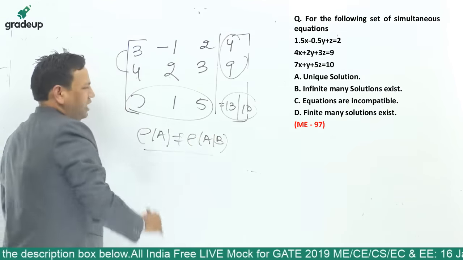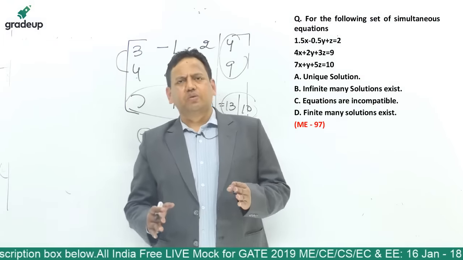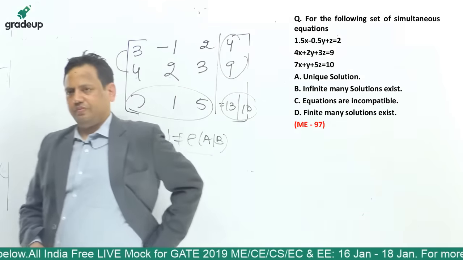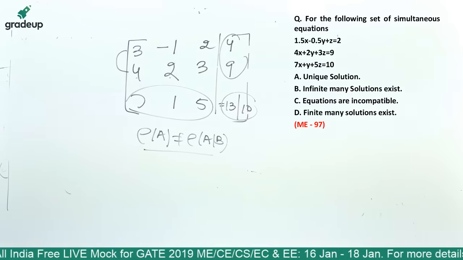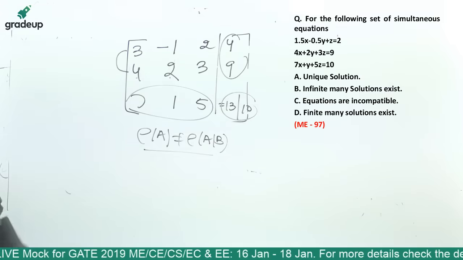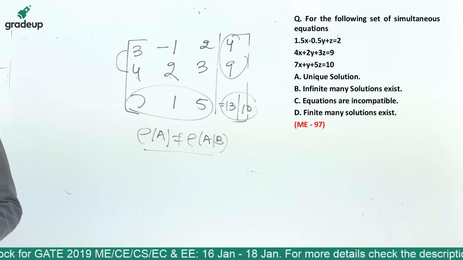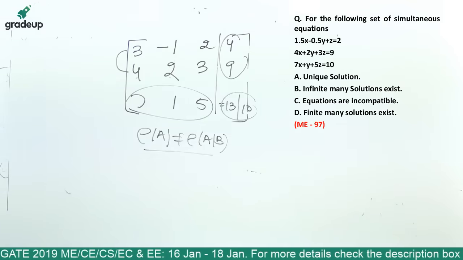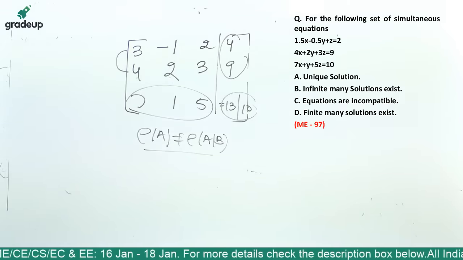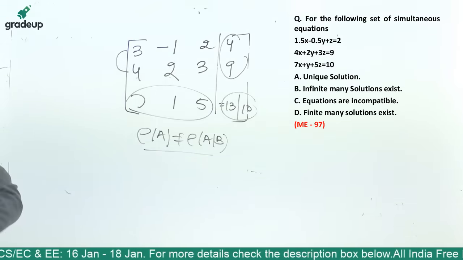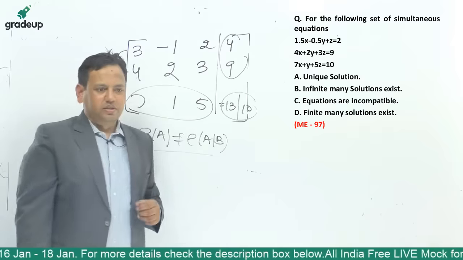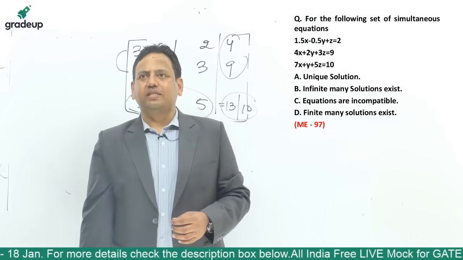This is a very simple question. Always remember, in the GATE you are not finding very typical questions. The first and the second equation will make the third equation most of the time. Okay, the equations are not compatible. C is the answer.